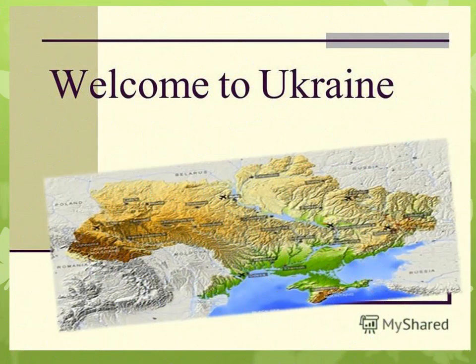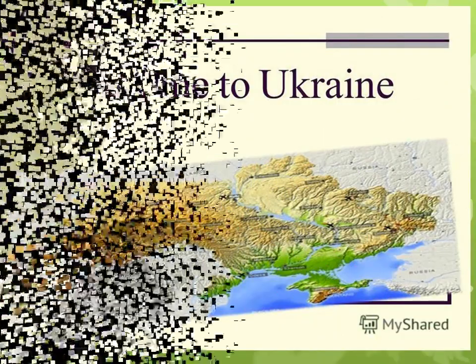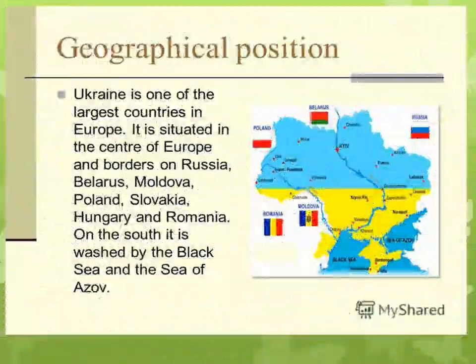Welcome to Ukraine. Geographical position. Ukraine is one of the largest countries in Europe. It is situated in the center of Europe and borders on Russia, Belarus, Moldova, Poland, Slovakia, Hungary, and Romania. On the south, it is washed by the Black Sea and the Sea of Azov.